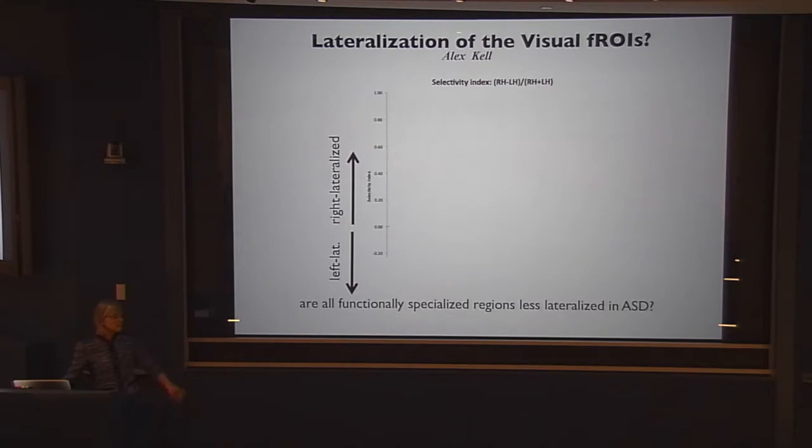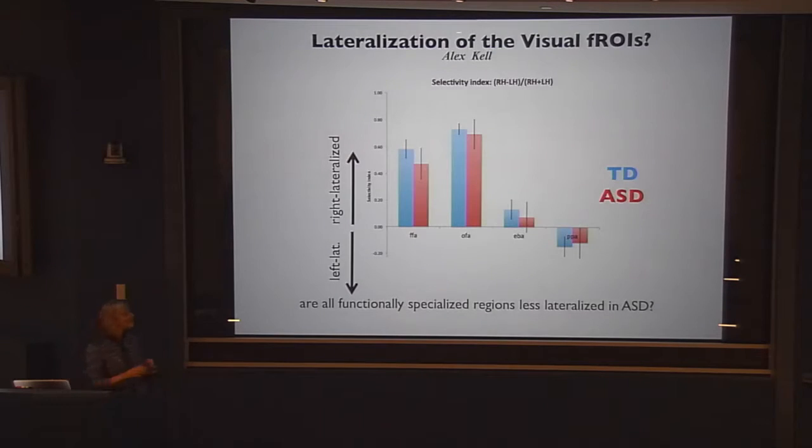And this is your question before: does this happen all over the brain in autism? No, it doesn't. Here's the fusiform face area. There's no significant difference in lateralization, and a bunch of other visual regions show no difference in lateralization. So it seems to be something about those language regions in particular.